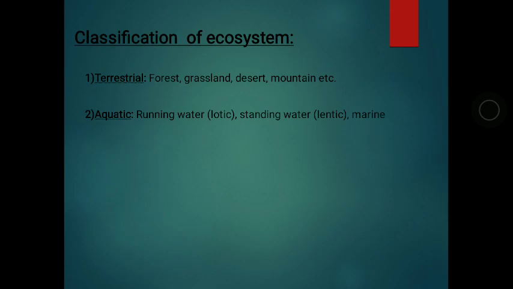Classification of ecosystem. Basically there are two types of ecosystem. First one is terrestrial, second one is aquatic. Terrestrial are the ones on land, for example forest, grassland, desert, mountain, etc. The organisms which live in these terrestrial areas make up the terrestrial ecosystem. Next, aquatic, that is the one in the water. Running water, standing water, marine, all these have an ecosystem, mainly known as aquatic ecosystem.